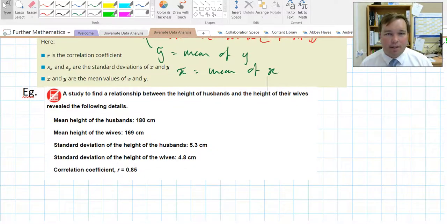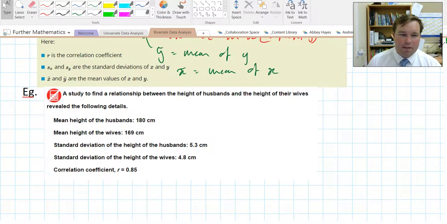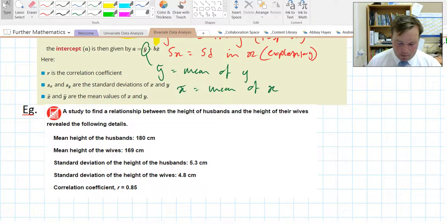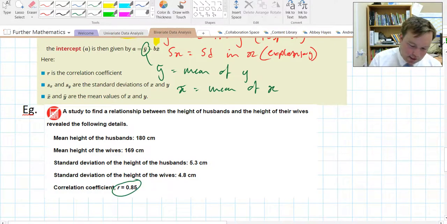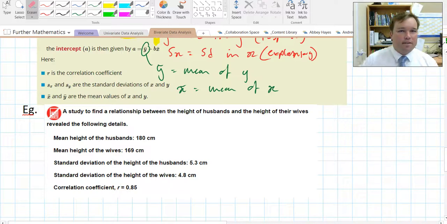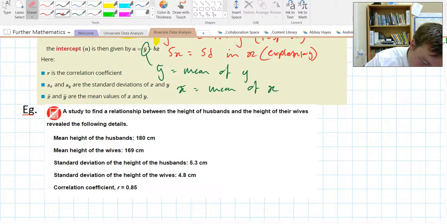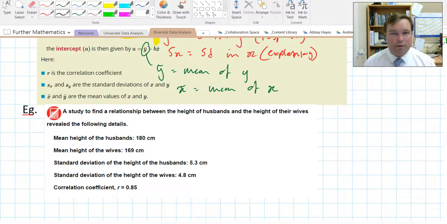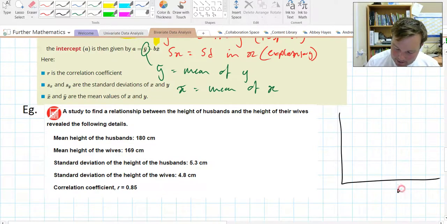Alright, so an example of how you would do this is a study to find a relationship between the height of husbands and height of their wives has revealed the following details. Mean height of husbands, mean height of wives, standard deviation height of husbands, standard deviation height of wives, correlation coefficient. And we can see that it's quite strong linear correlation. Generally, taller men date taller women. Just what it works out. Now, here, we're trying to figure out which is the explanatory variable, which is the response variable. The way the question's worded implies that husbands are x and wives are y.